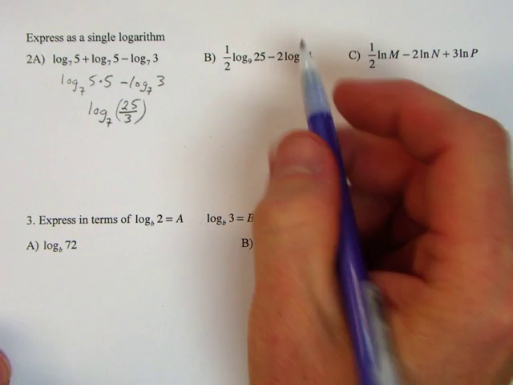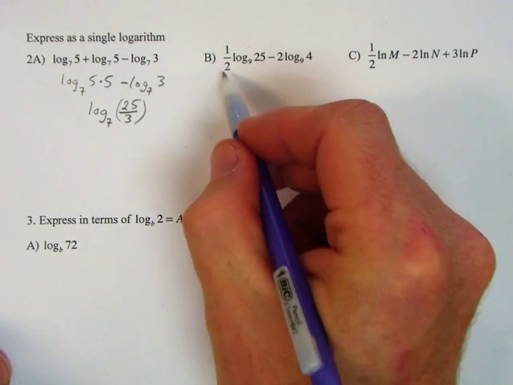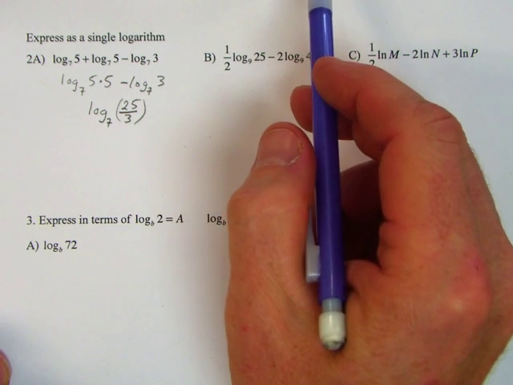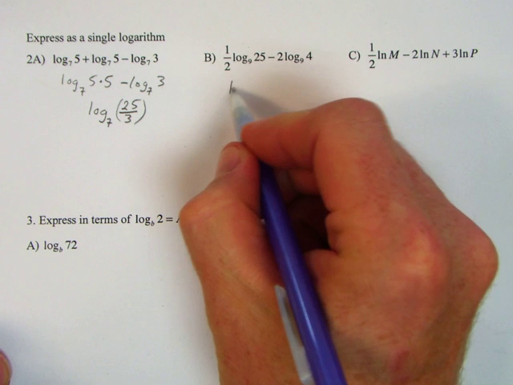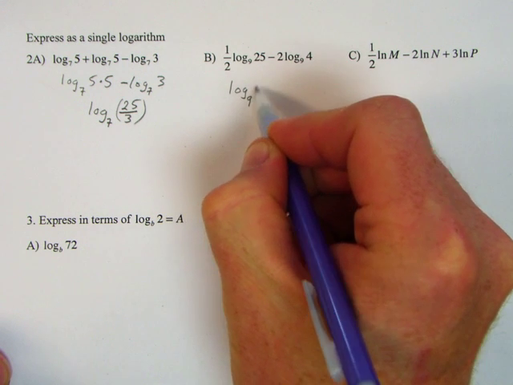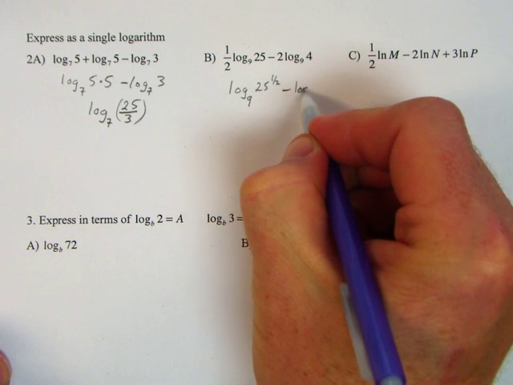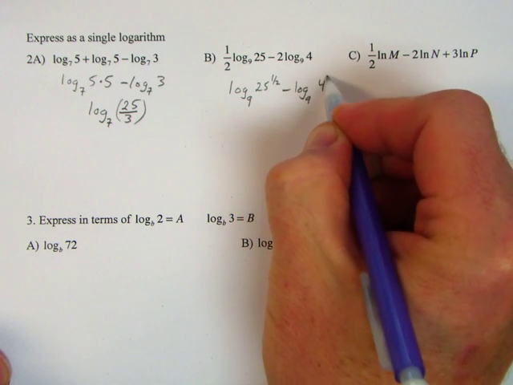Over here, what does this 1/2 mean when it's in front? That's using our third rule above. So this can be written as log base 9 of 25 to the 1/2 power minus log base 9 of 4 squared.